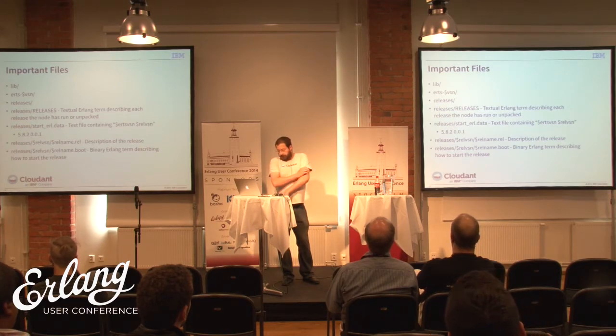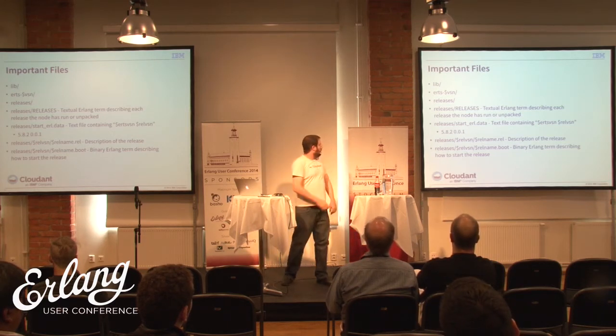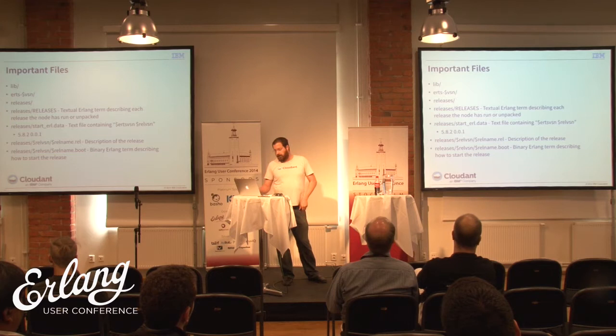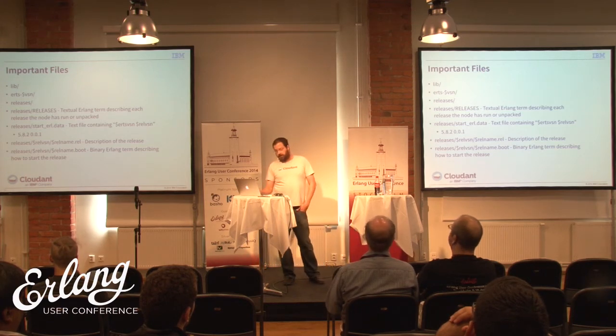So most of that I've just covered. The one thing I skipped, the releases/relname.rel, is very useful for describing exactly what a release contains. It gives you your entire list of applications and their specific versions. And then the other thing, relname.boot. There is a relname.script which you can actually look at, and then the relname.boot is basically just a term to binary written to disk. And that binary version is what the VM actually uses to boot your release.